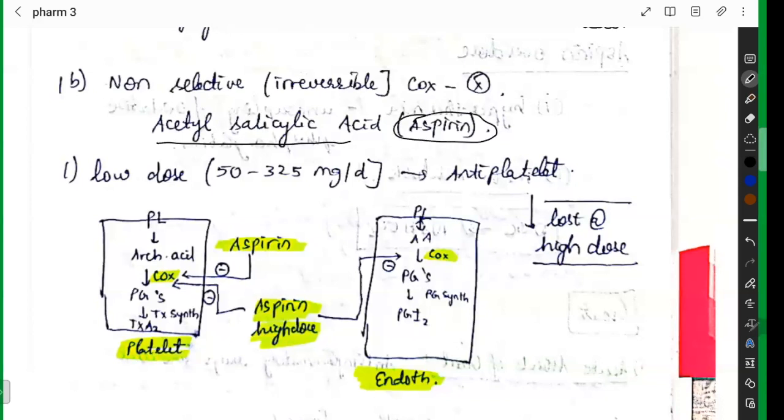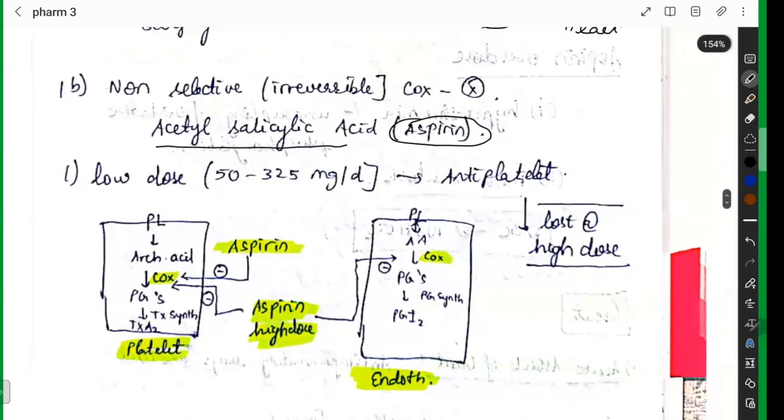Aspirin has a dose-dependent action. When you give aspirin in the low dose, that is 50 to 325 mg per day, it is going to cause antiplatelet activity. But when you give a high dose of aspirin, it will lose this antiplatelet activity. How does the antiplatelet action occur?